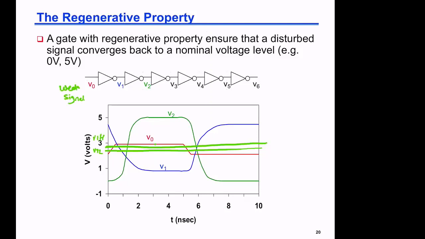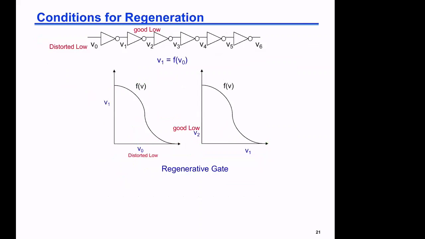If we look here, the weak high will give me a better low. So this is a weak high, it will give me a decent low at V1, and then at V2, the high will go back to normal. So this is a good high. So the circuit is regenerative, I mean by nature it can correct the signal as we propagate through the different layers, so long as we are within our noise margins, or the signal falls in the range above VIH or below VIL. Okay. These are the conditions for regeneration.